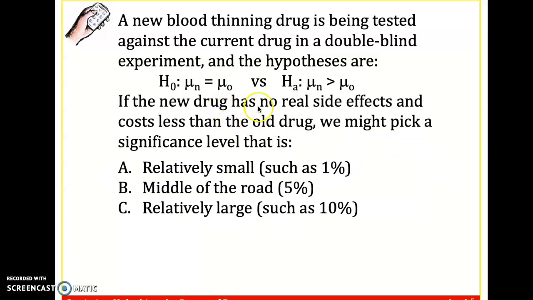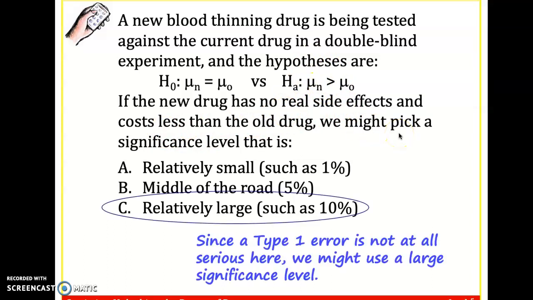If, on the other hand, the new drug has no real side effects and it costs less than the old drug, you may even argue maybe no side effects or fewer side effects than the old drug, then you might want to make it more likely to reject the null. So you want to pick a relatively large alpha significance level. So the type 1 error is not at all serious, and in fact the type 2 error might be more serious, at least monetarily, since the new drug is cheaper. You want to make it more likely to reject the null in favor of the alternative.